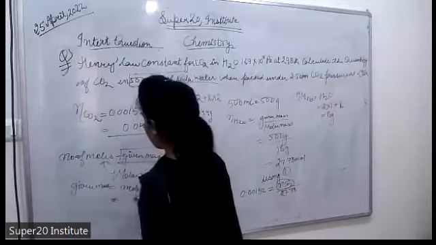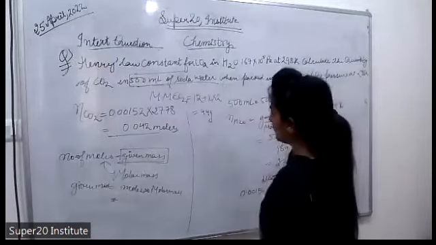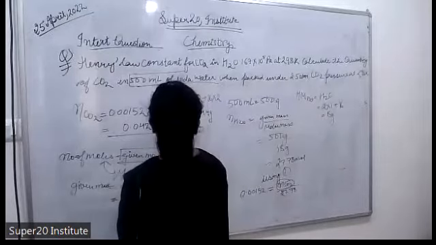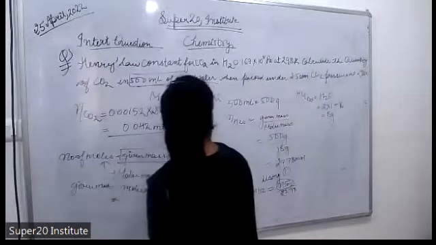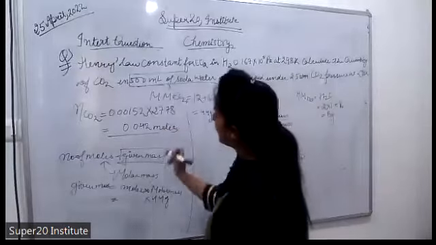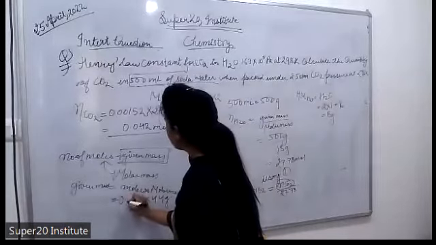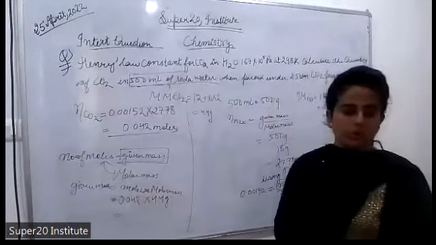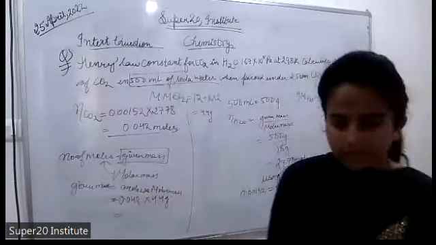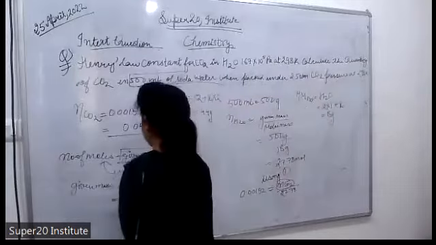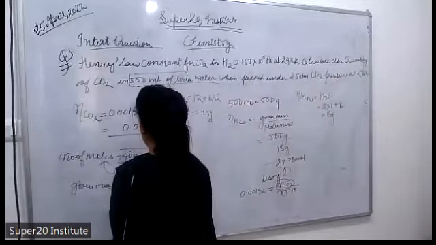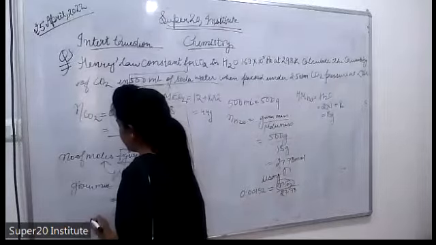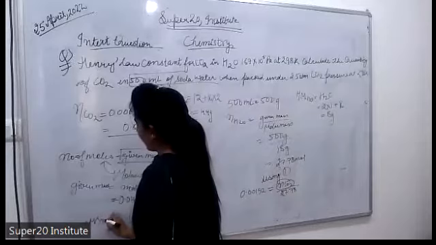Okay. So what is the given mass? Molar mass into number of moles. So molar mass will be 44 gram. And here, the number of moles we calculated is 0.042. So your answer will be 1.848 grams. This is the quantity of carbon dioxide that we have taken.